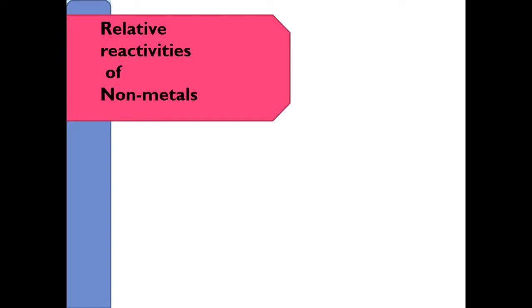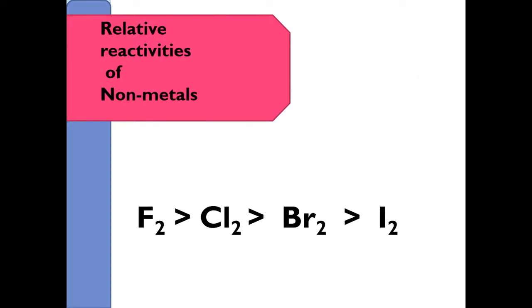Similarly, relative reactivities of nonmetals. This is for halogen. Fluorine most reactive, iodine least reactive. This is the reactivity order.